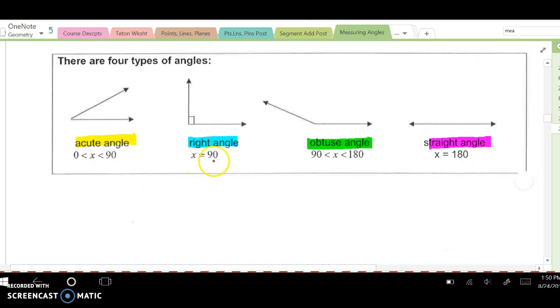A right angle will be exactly 90 degrees, obtuse angle between 90 and 180 degrees, and a straight angle, it's just basically a line. Remember, we talked about opposite rays, right? It's a ray going this way and a ray going this way. And so between here and here is 180 degrees.